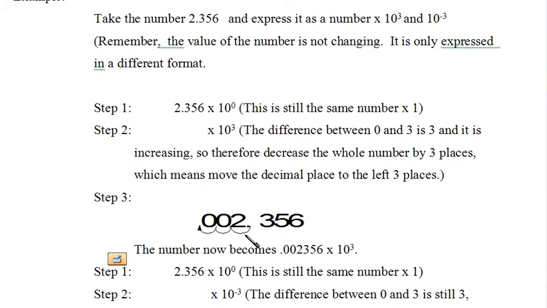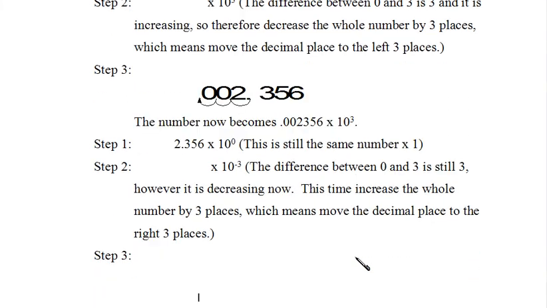Okay, so by 3 places. The point is right there after the 2. So move it over 3 places. So it's 1, 2, 3. I've got to add 2 zeros in front of it. So the new number now becomes 0.002356 times 10 to the third. So again, it's the same number, it's just expressed a different way.